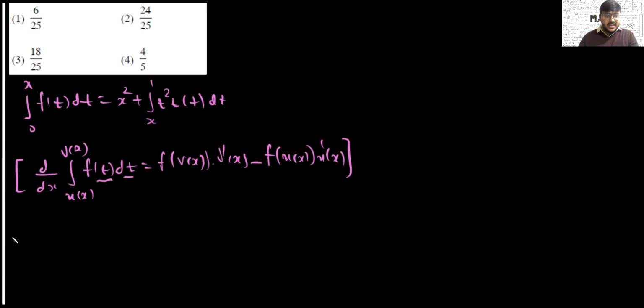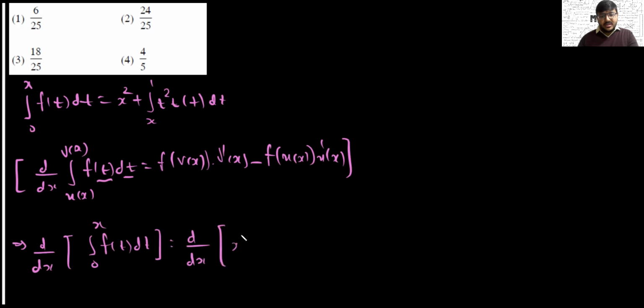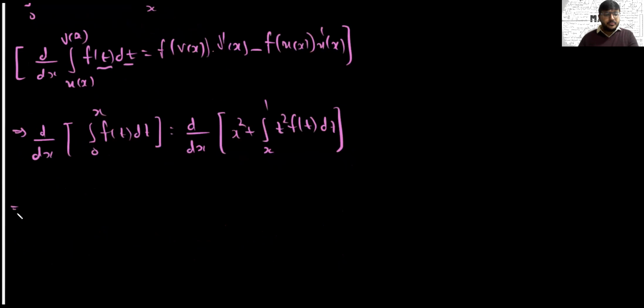So if I apply that equation over here, I need to do the derivative on both sides. Okay, so applying the derivative on both sides, let me write that down. I'll get d by dx of the integral from 0 to x of f(t) dt equals d by dx of x square plus the integral from x to 1 of t square f(t) dt. Just for your reference, I'm writing it. And now let's do the derivative.